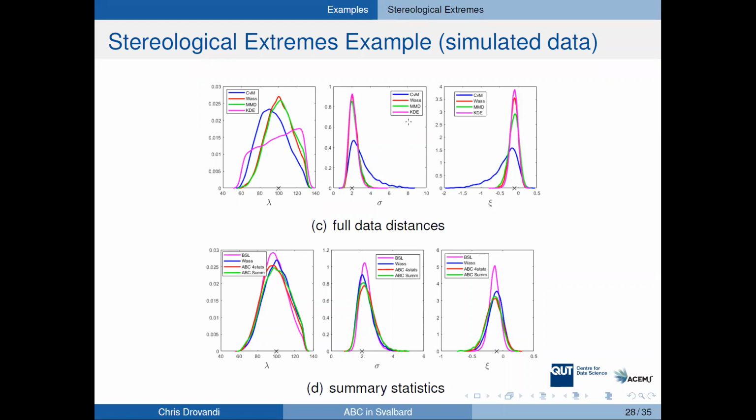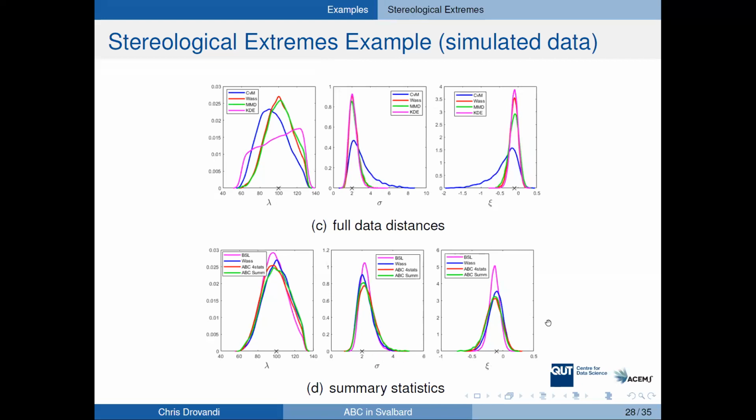We think that the CVM distance doesn't perform so well because we have a relatively small data set. And given that the Wasserstein distance is faster to compute compared to the MMD, we take the Wasserstein as the winner out of this one, and we take that winner and we compare it to the summary statistic-based approaches.